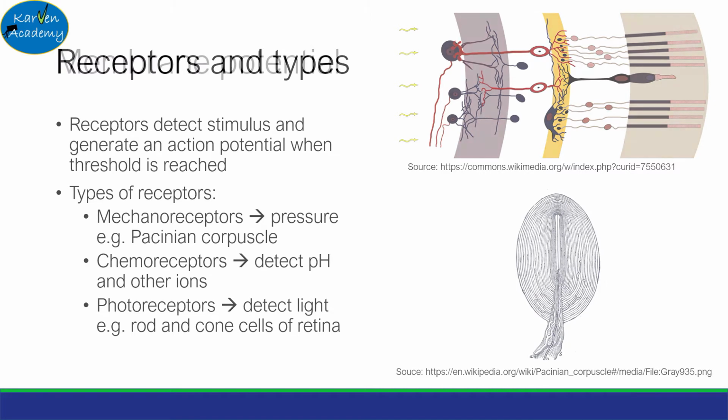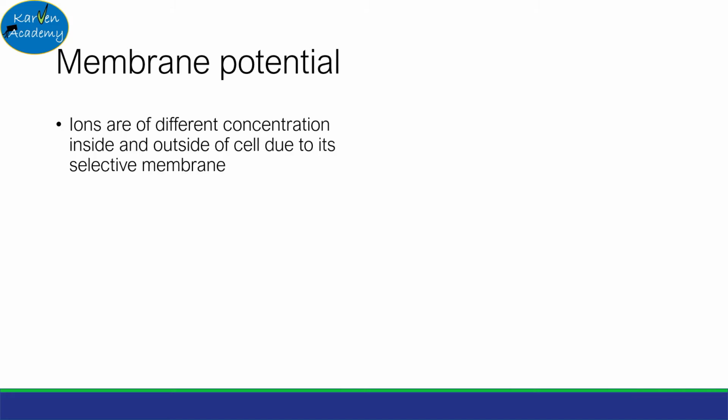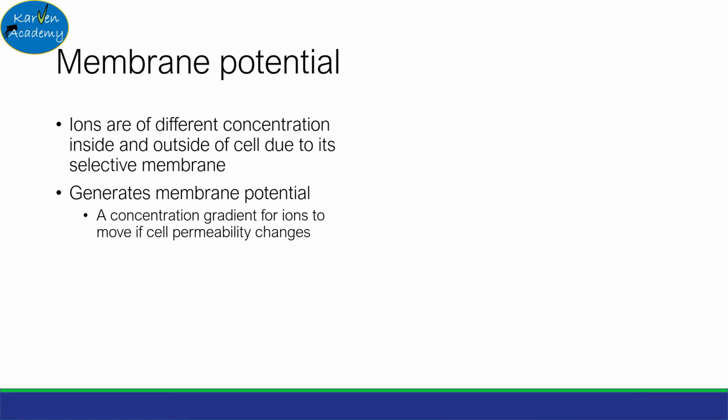Now let's look at membrane potential. This will seem confusing and difficult to understand at first, so I will run through it step by step. You see, in our body, certain ions are of different concentration inside and outside the cell because of the selectively permeable membrane. This generates a potential because there is a concentration gradient for the ions, meaning a difference in charge inside and outside the cell. And so, if the cell permeability changes, the membrane potential changes.